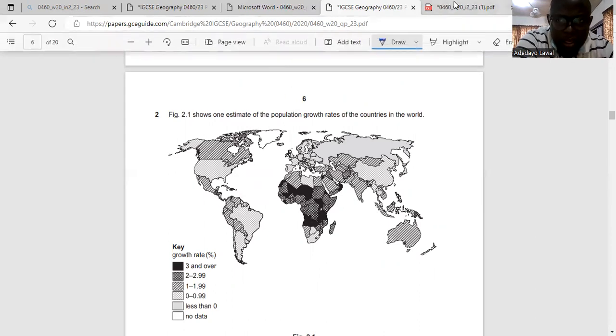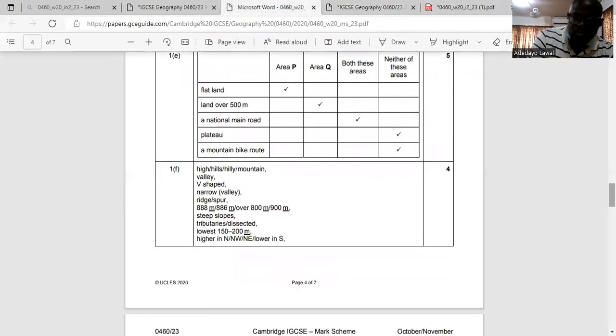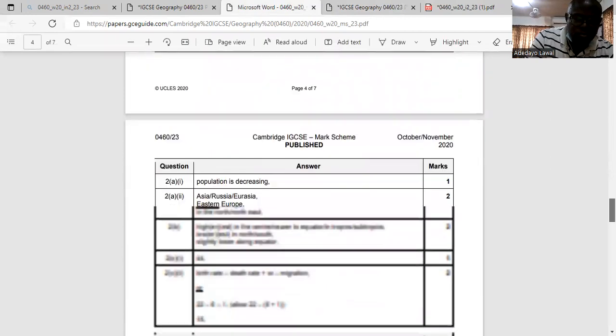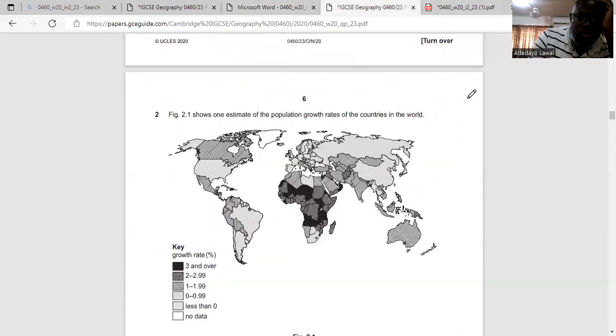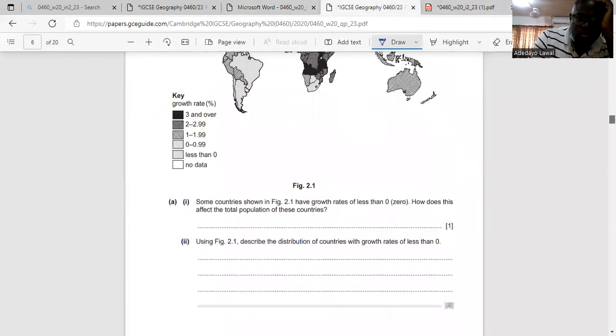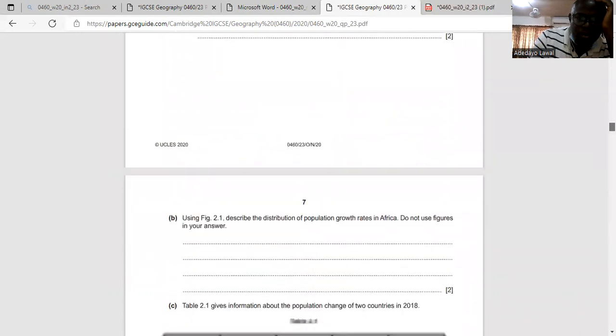Let me check the. Asia, Russia, Eurasia, Eastern Europe in the north, northeast of Africa, northeast Asia. Okay, so using describe it. Okay, I've done.